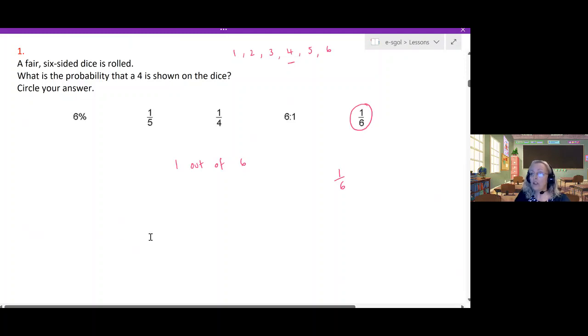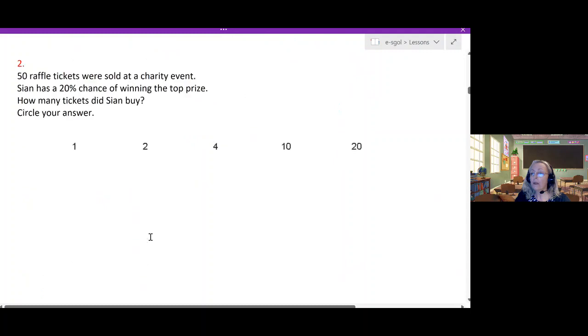Let's have a look at the next question. So this one says 50 raffle tickets were sold at a charity event. Sian has a 20% chance of winning the top prize. How many tickets did Sian buy? Circle your answer.